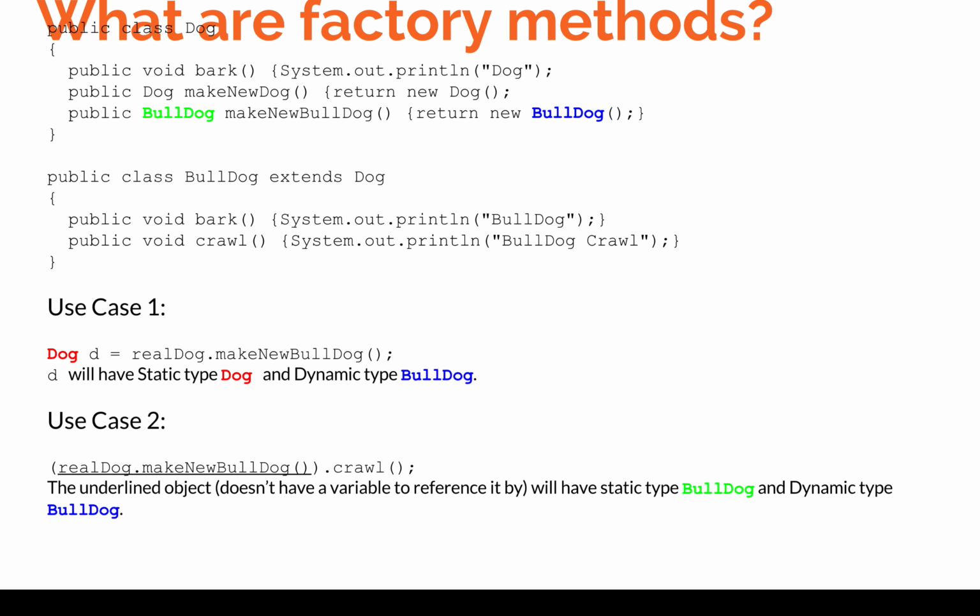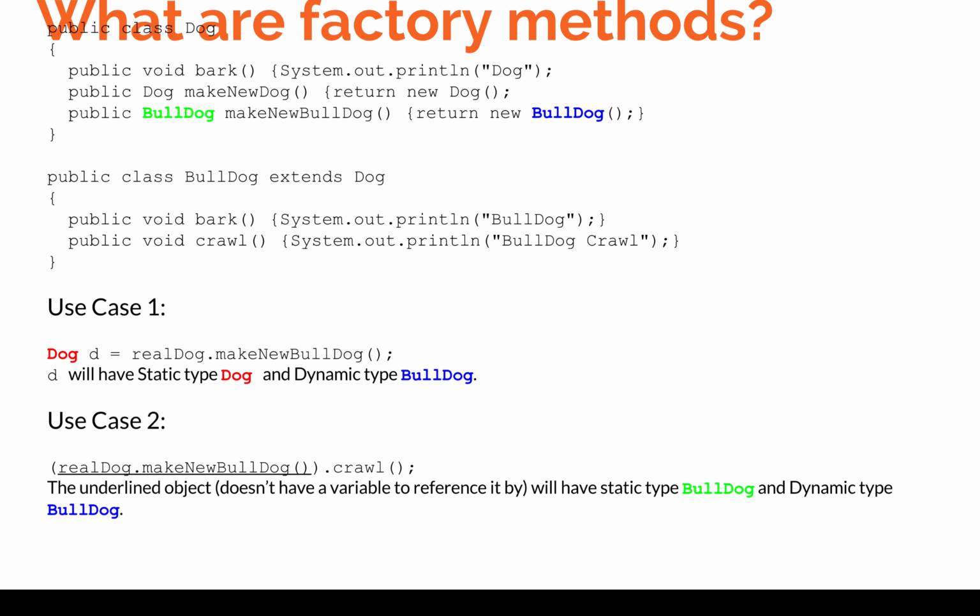Is that clear? Questions? Yes. So for line two, instead of having Dog makeNewDog return new Dog, what if you have a method returning Dog that returns a new Bulldog? That's okay. Then it would be Dog. Yes, the static type would be the return type of that method. The dynamic type would always be the thing after the keyword new.